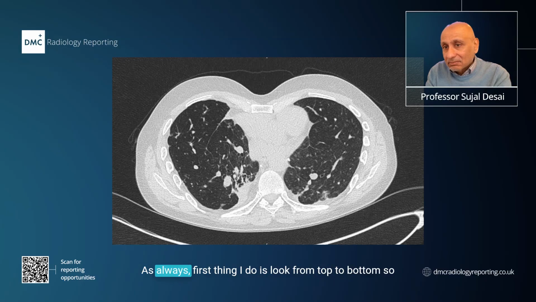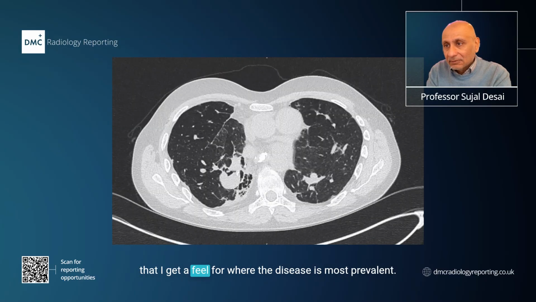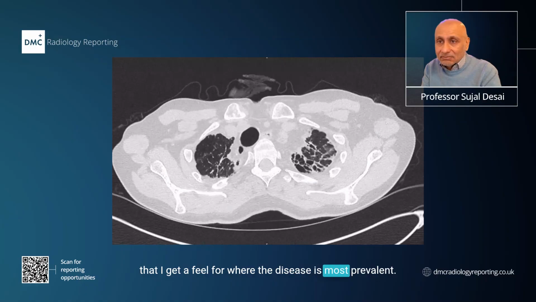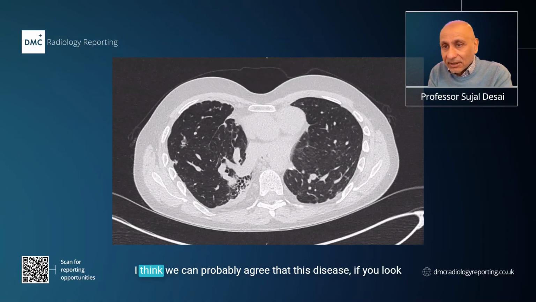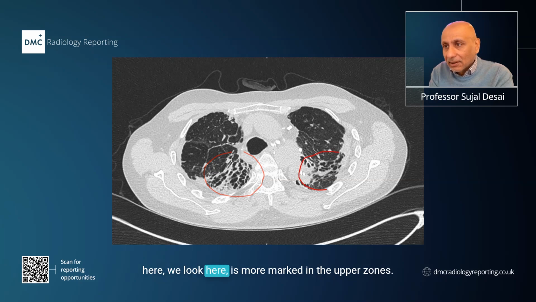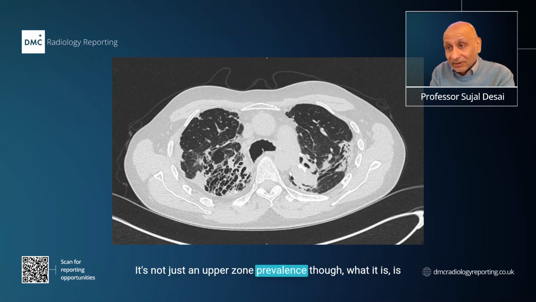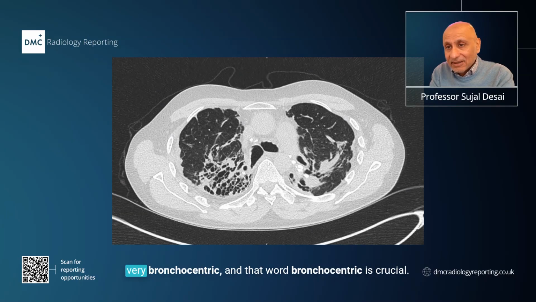As always, first thing I do is look from top to bottom so that I get a feel for where the disease is most prevalent. I think we can probably agree that this disease, if you look here, we look here, is more marked in the upper zones. It's not just an upper zone prevalence, though. What it is, is very bronchocentric.